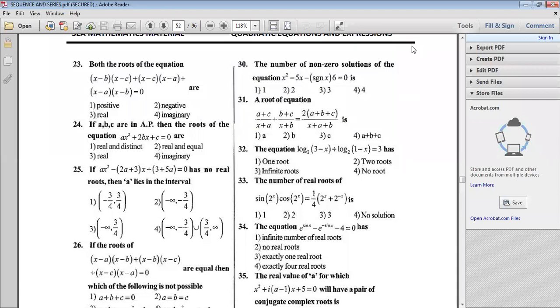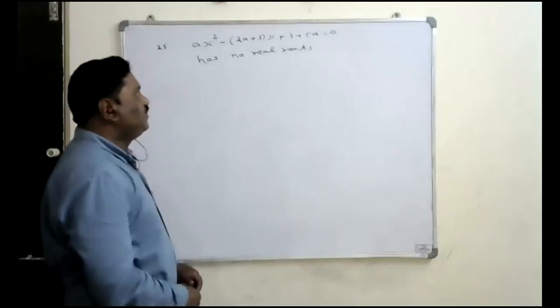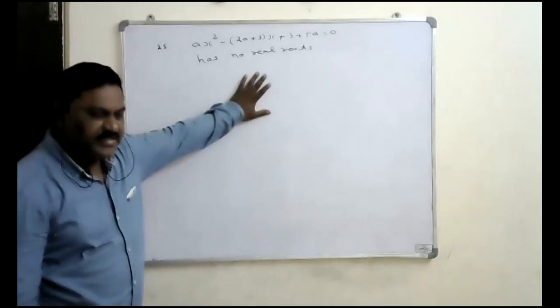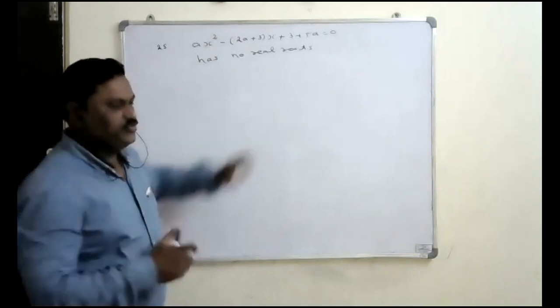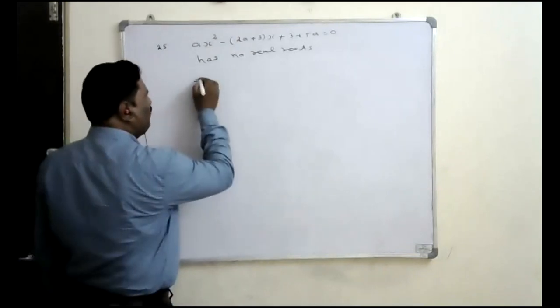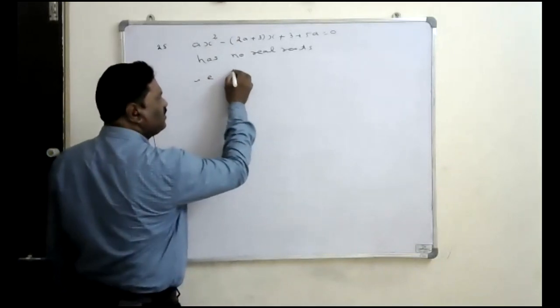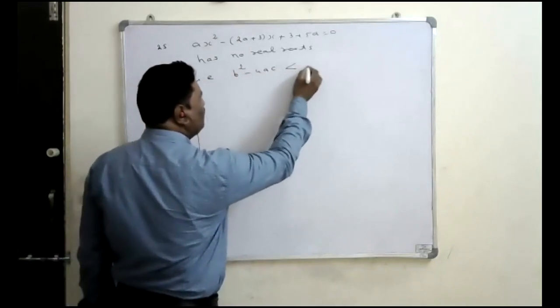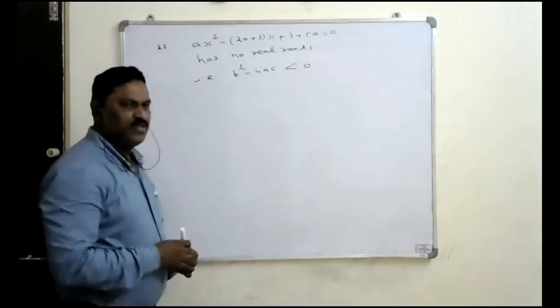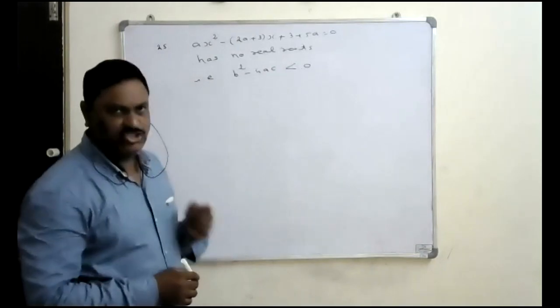Then a lies in the interval. So here the condition is that they are saying that this equation has no real roots. If that equation has no real root, it means the discriminant value b square minus 4ac is less than 0. Indirectly they have given this condition.